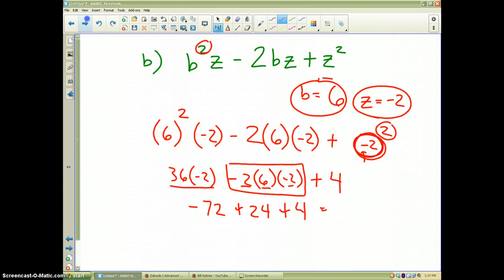Very simply, when we add those together, -72 plus 24, that's like subtracting, so that would be -48 plus 4. So I hope you all have an answer of -44, and that is how you evaluate algebraic expressions.